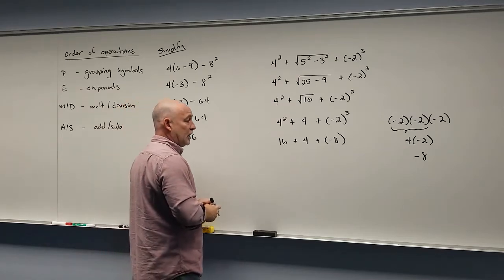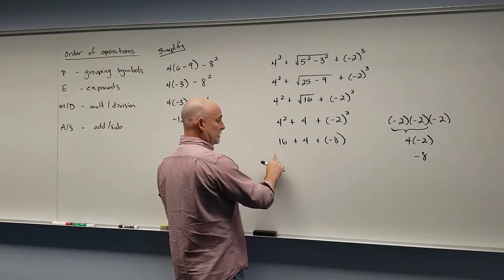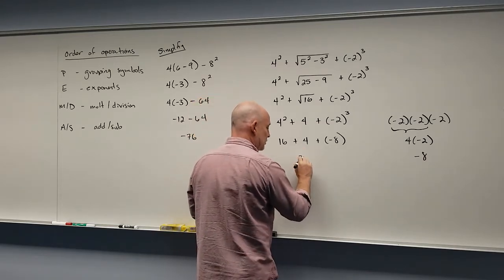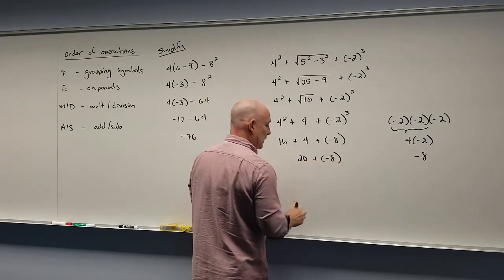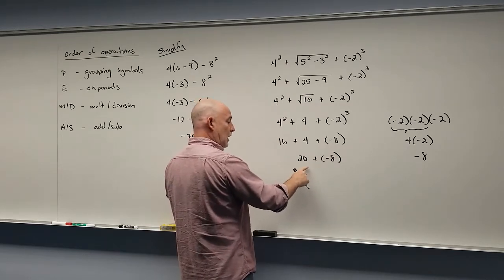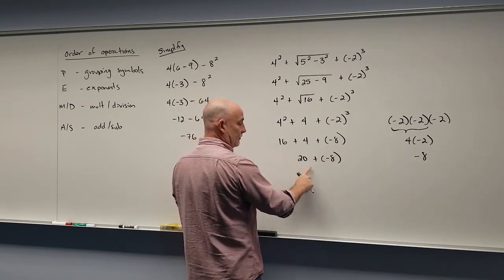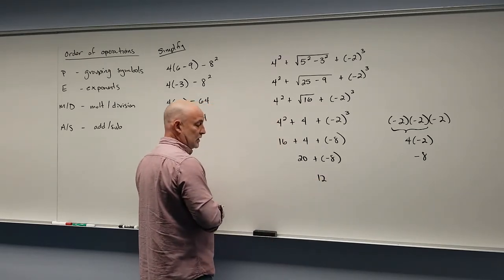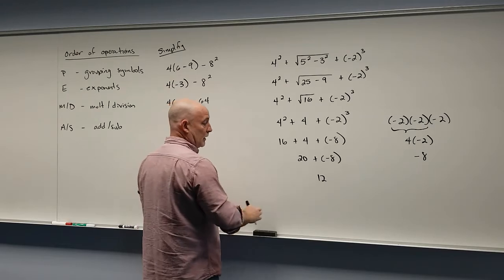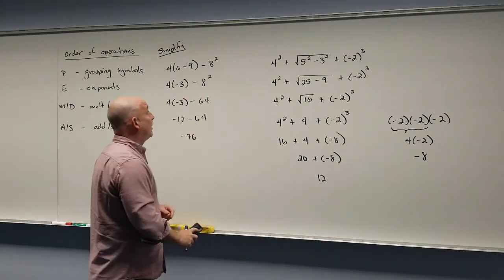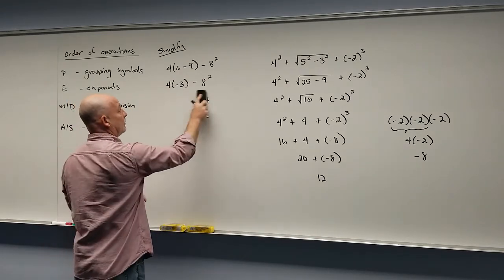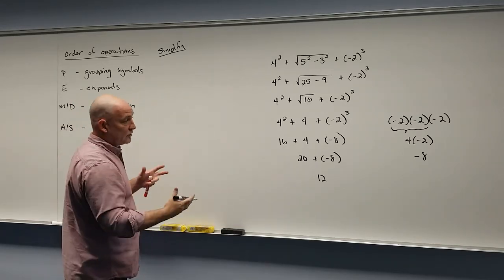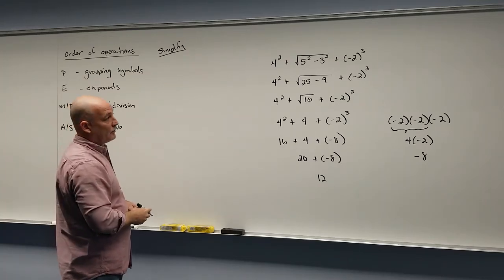We don't have any multiplication or division. So we're going to do the first addition or subtraction we get to. So the first addition is just the 16 plus 4, which is 20. And then our last operation here is addition. So we have a positive 20 and a negative 8. So we take the difference between the two and keep the sign of the larger. All right, so the 20 was bigger, so our answer is positive. All right, so notice our order of operations are exactly the same as before. The only difference is we have signed numbers involved now.